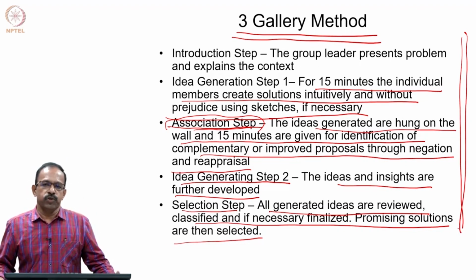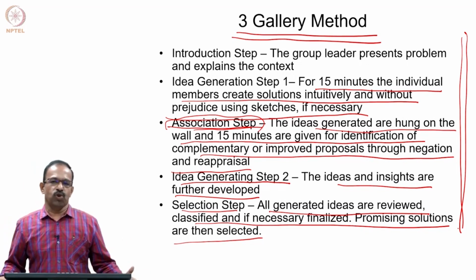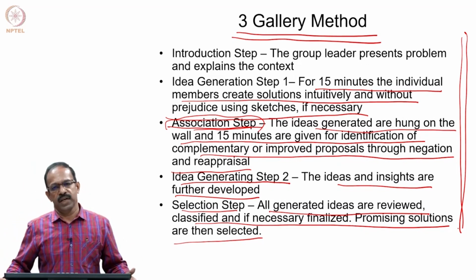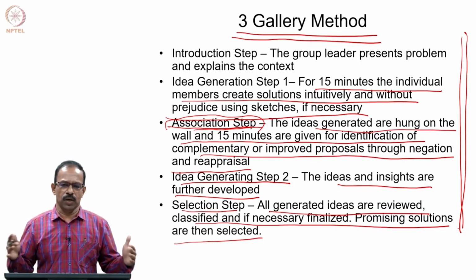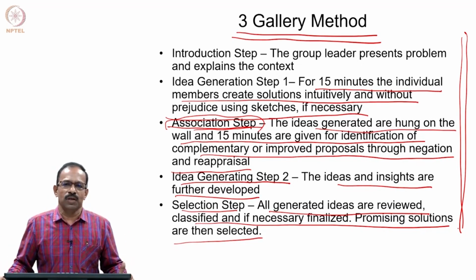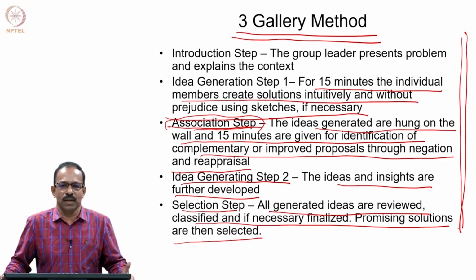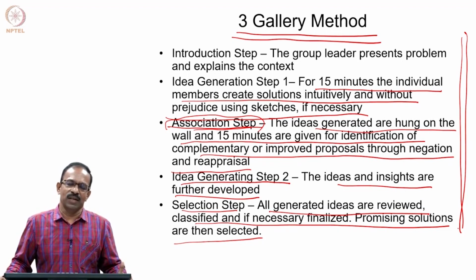So, these are the 3 intuitive methods. So, the first method is brainstorming method, the second one is 635 and the third one is the gallery method. So, you can use any one or all these methods to generate ideas. So, the more the ideas, the better the final solution, that is the basic premise.